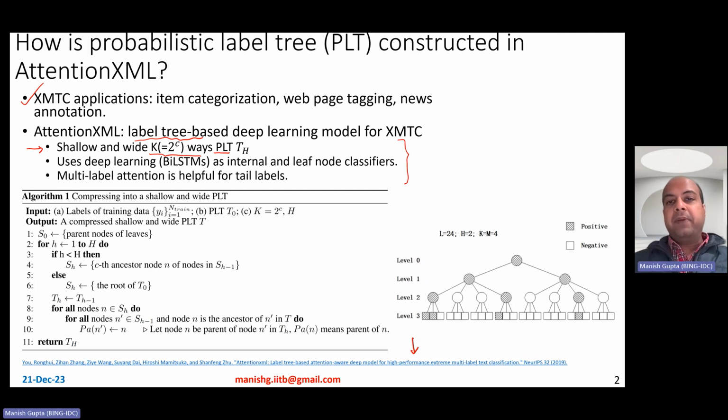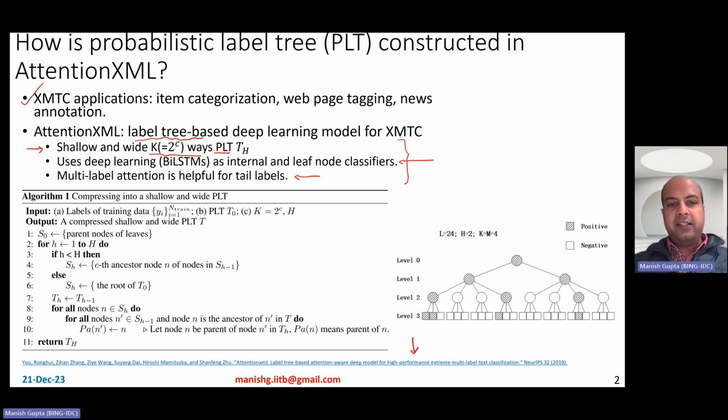Now, in Parabel, for each of those internal node classifiers and leaf node classifiers, it used one versus all classifiers trained in a logistic regression manner. In Attention XML, this is what is very different. They use BiLSTMs, bidirectional long short-term memory networks, for internal as well as leaf node classifiers. They also have an attention layer, which is what gives it the name Attention XML. So it has multi-label attention, and this multi-label attention not just gives you good accuracy overall on the entire datasets, but is particularly helpful for tail labels. Okay, so that's a brief about what Attention XML is.